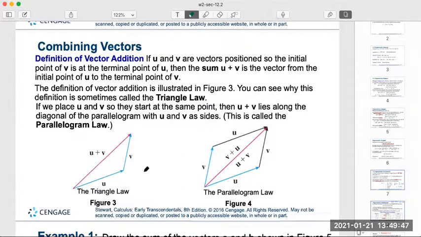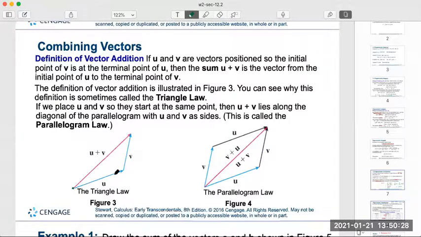And the definition of the sum of two vectors. For example, if we're given vector U like this and vector V like this, the sum U plus V will be the vector connecting the initial point of vector U to the terminal point of vector V. Okay? And this rule, we call the triangle law. From this is U plus V, right?